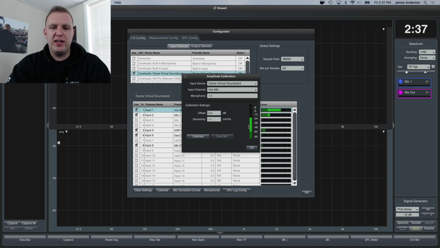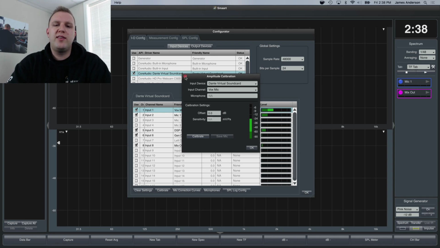A handy thing here, just for some quick math. Whatever level you have set for your calibrator, say your calibrator is set to 94 dB as its output and your RMS meter here is reaching -12. Well, if you take 12 and add that to 94, you get 106. At that preamp setting of -12, that would be the loudest signal you could measure before you overload Smart. Not necessarily overload your preamp, but that's where you would overload the input.